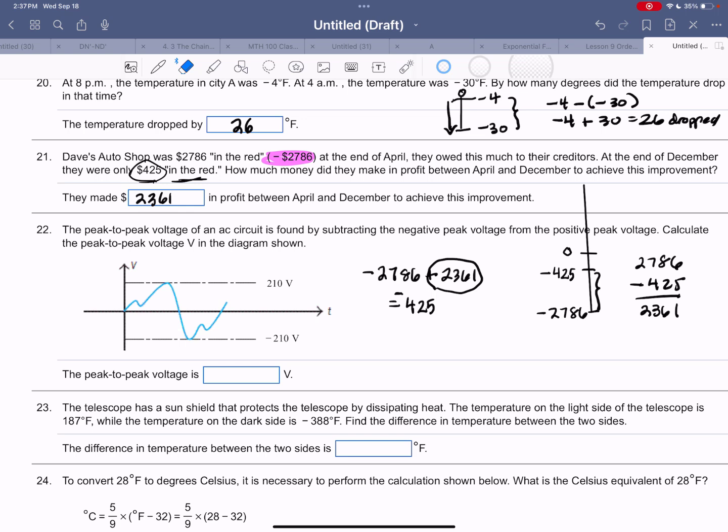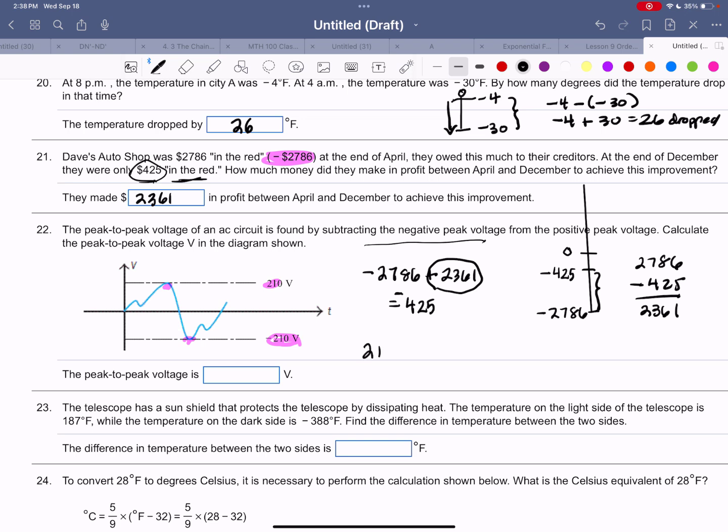Number 22, the peak-to-peak voltage of an AC circuit is found by subtracting the negative peak. Here's your negative peak down here. That's a little thing right there. From the positive peak, that's right here. Calculate the peak-to-peak voltage in the diagram. So look at what it says. It says subtract the negative peak from the positive.